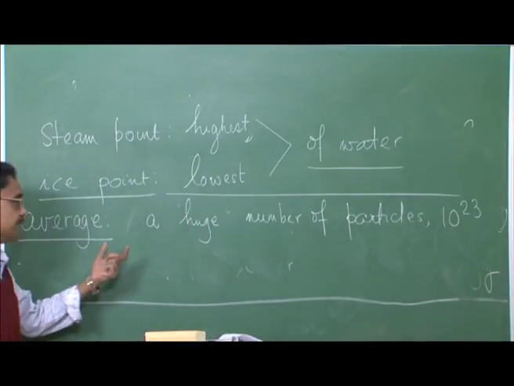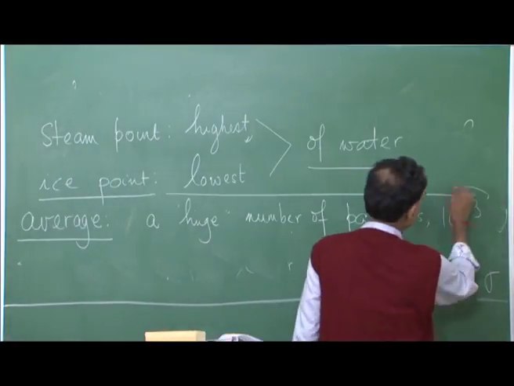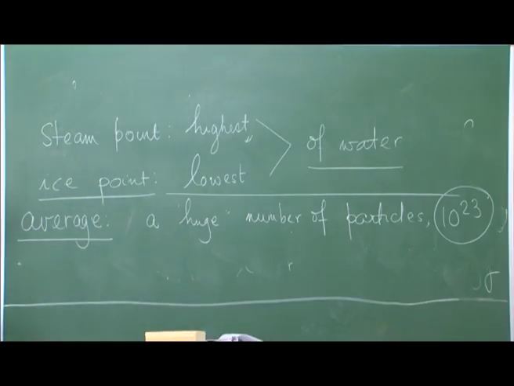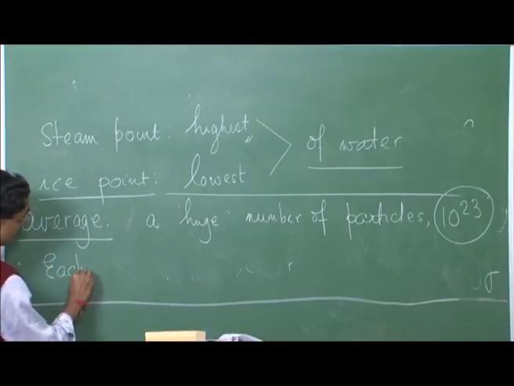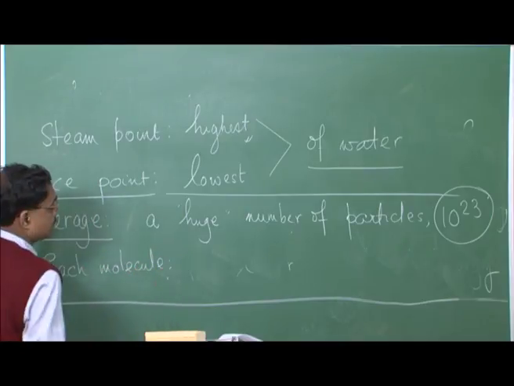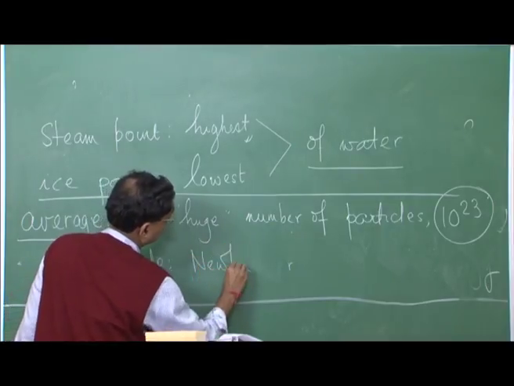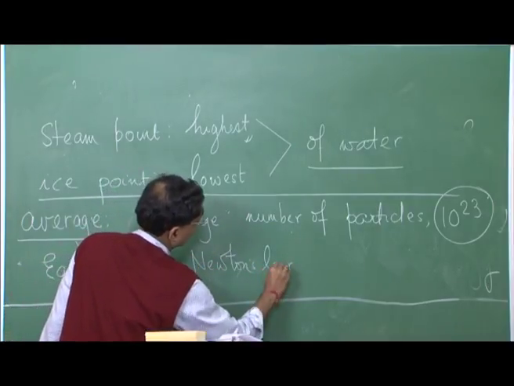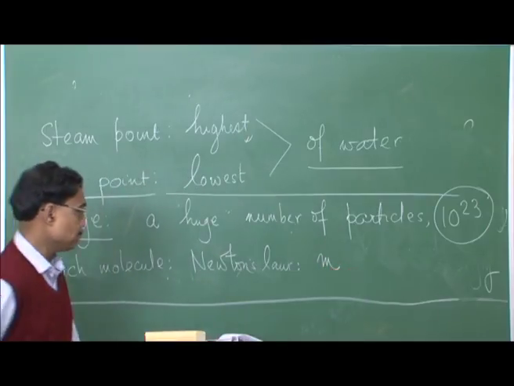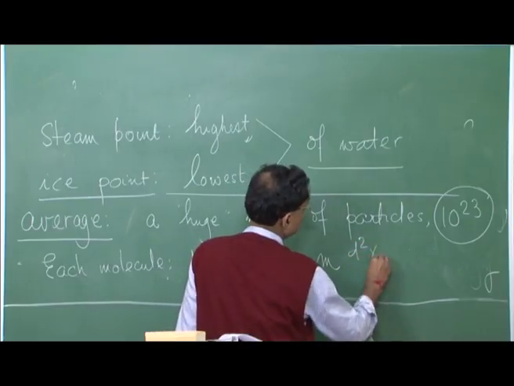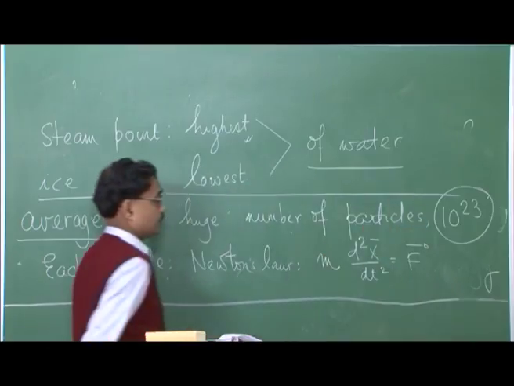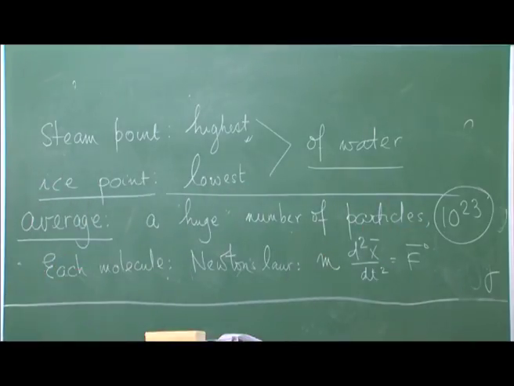We all know a huge number of particles, numbering 10 to the power 23. What have we learnt in our mechanics? Each molecule is described by Newton's laws, which is the mass of the molecule, let us say m, times d²x/dt², equal to the force acting on the molecule. So, this is my Newton's law.